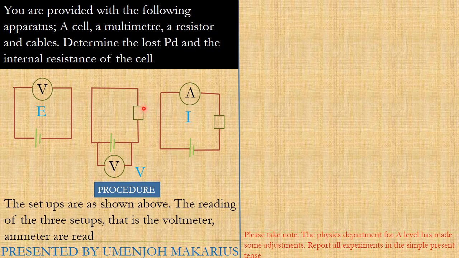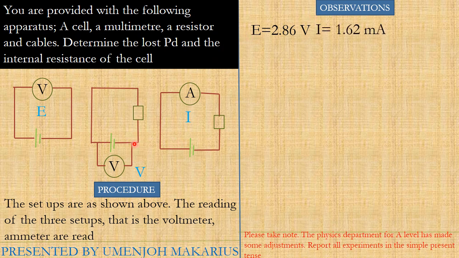Like I said, we don't need the value of this resistor. Okay, we don't need it. Our aim is just to get the value of the lost PD and the internal resistance of the cell. Great. So now let's go now to our procedure. So friends, based on the setups I have here with me, I have measured the value of the EMF, and it is 2.86. Like I said, guys, we don't expect the potential difference across this cell with this resistor in place to be the same as this value, right? We expect it to be less.